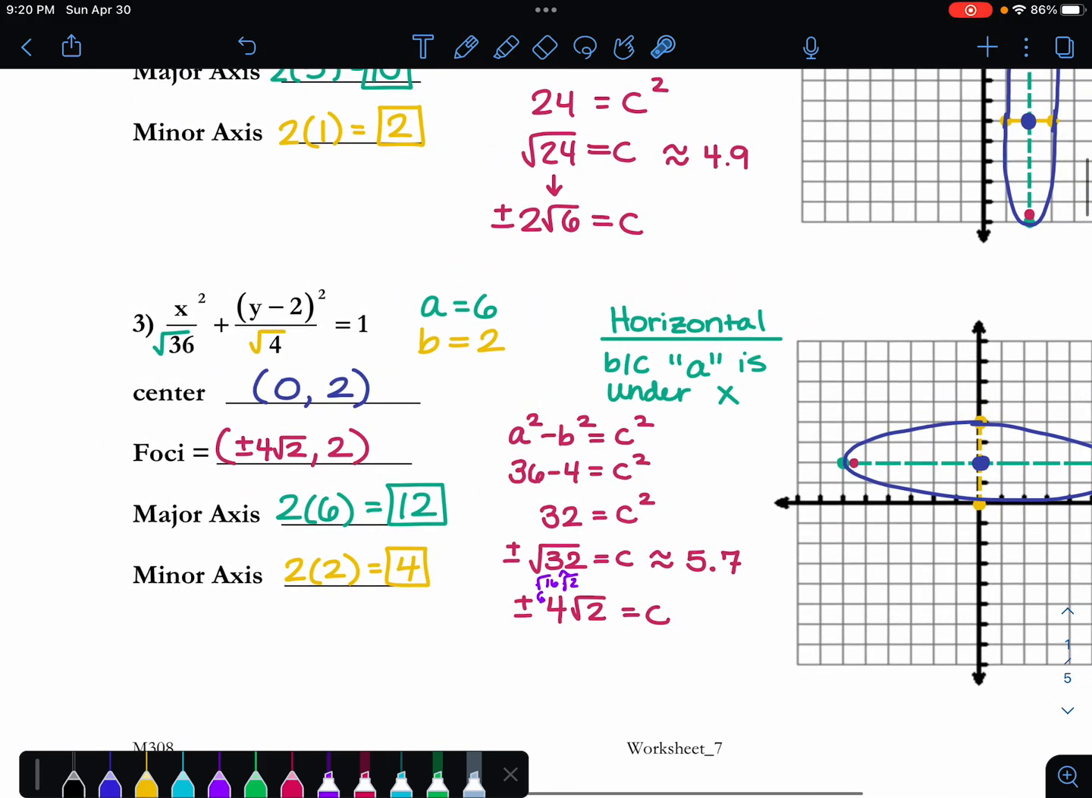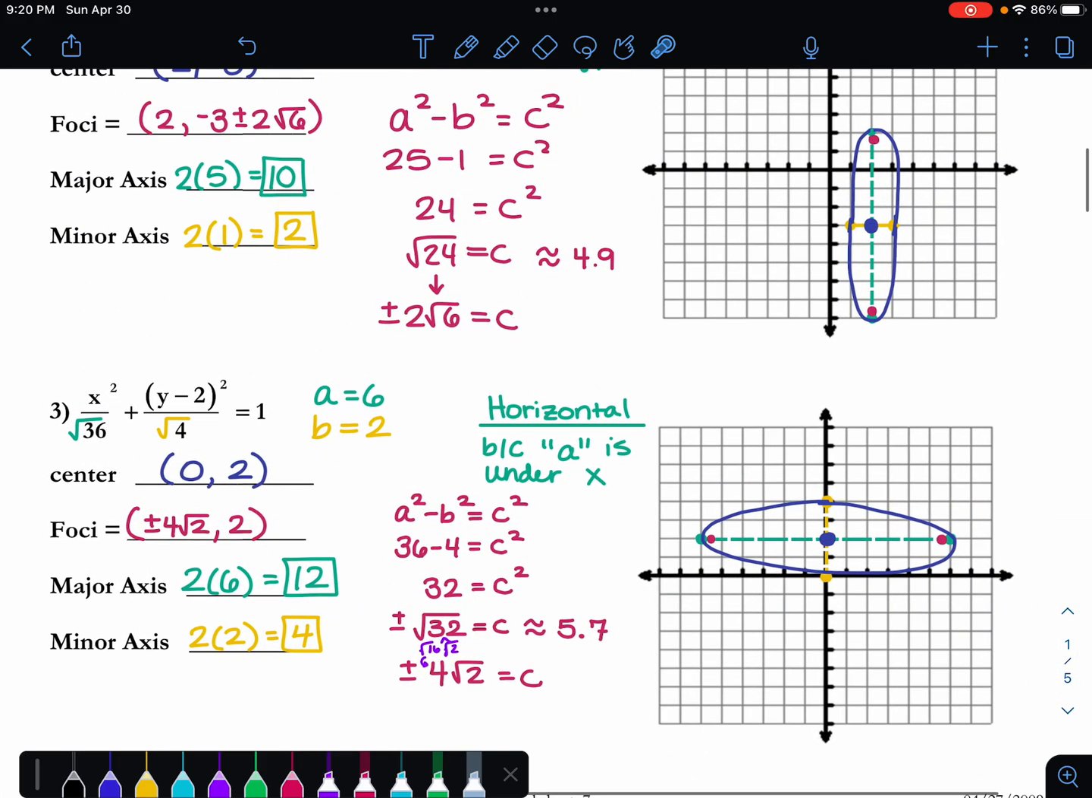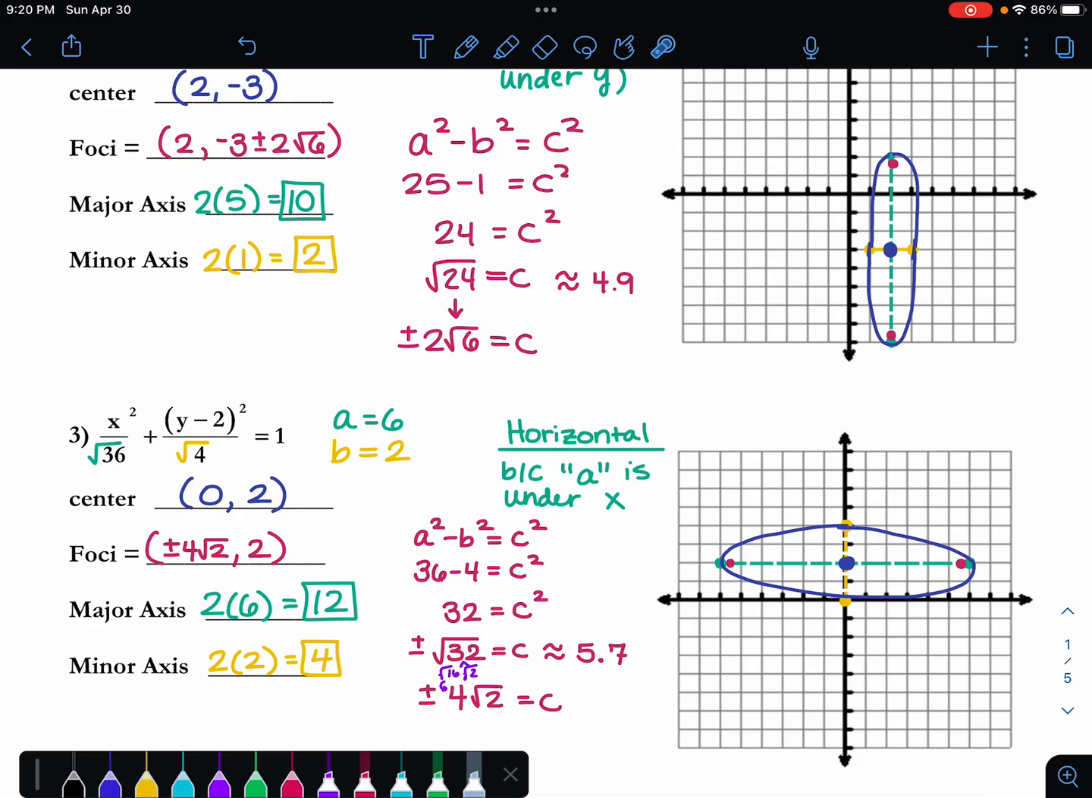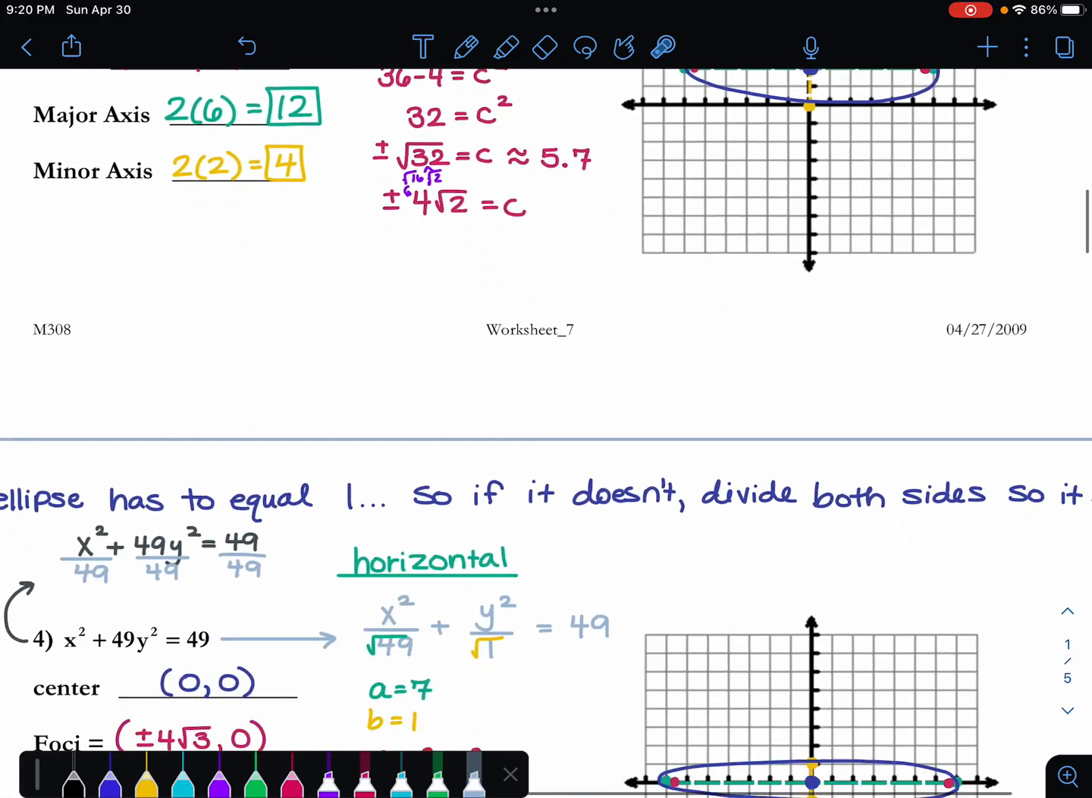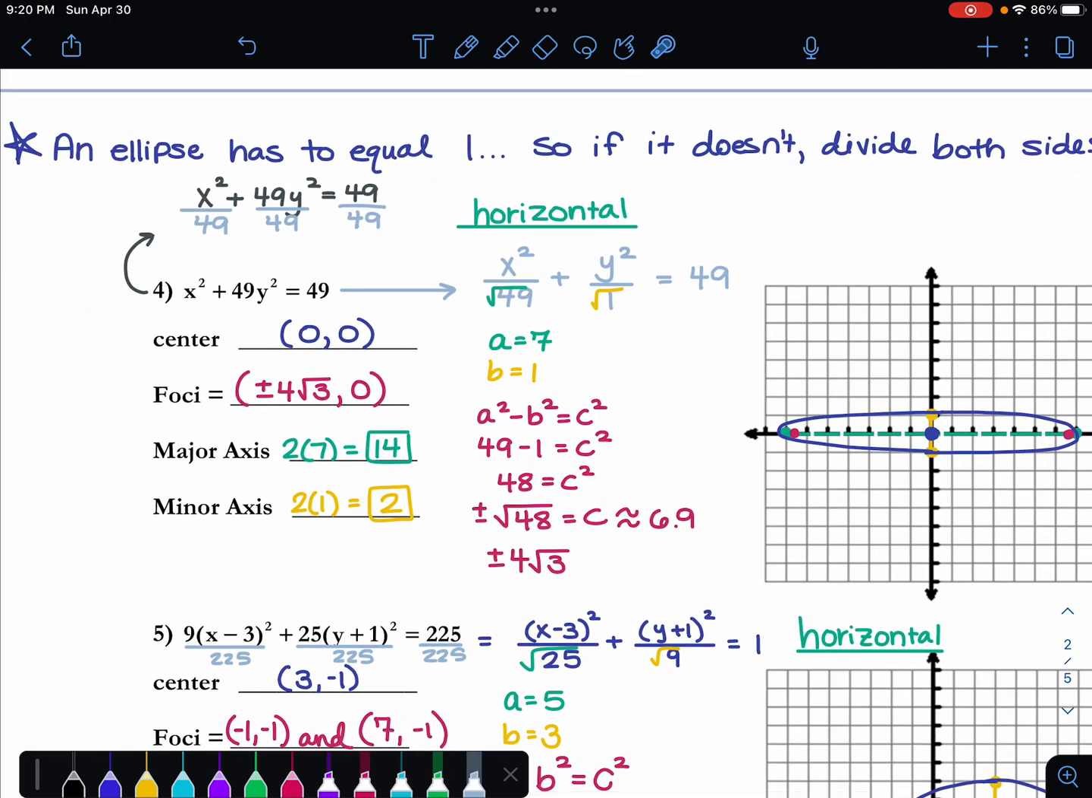Okay, and then again, the major axis and the minor axis are dependent upon whether it's horizontal or vertical. Since this is horizontal, because a is under x, our major axis is 2 times 6, because we went 6 and 6, and then the minor axis is up and down 2. Okay, so that's a straightforward explanation for how to graph and give those characteristics if the equation's in standard form.